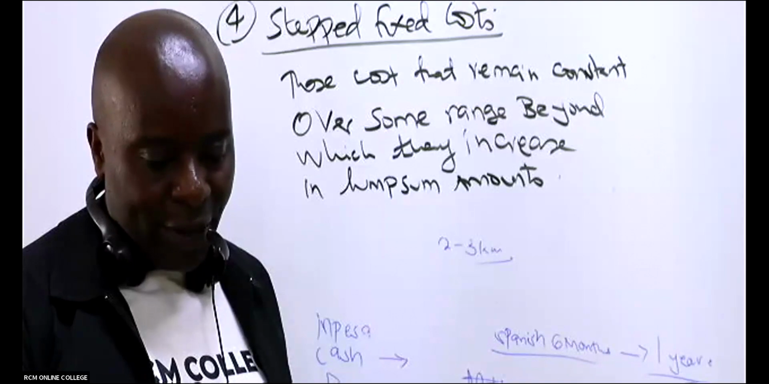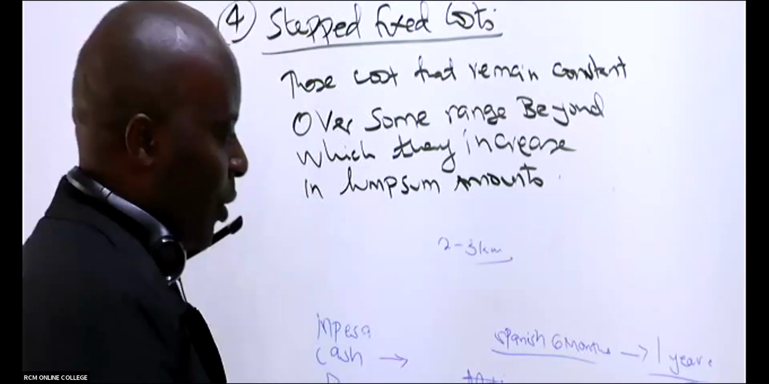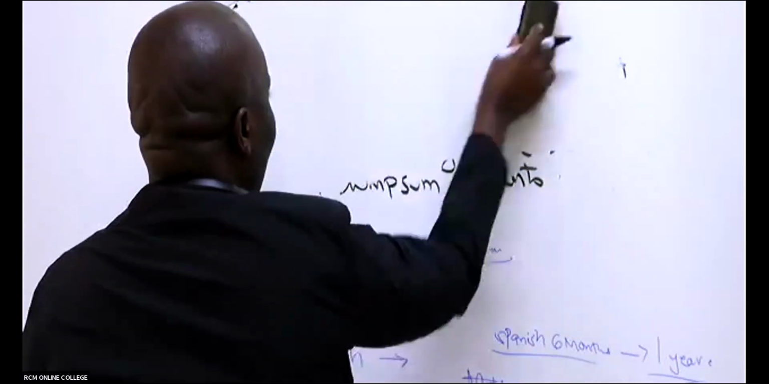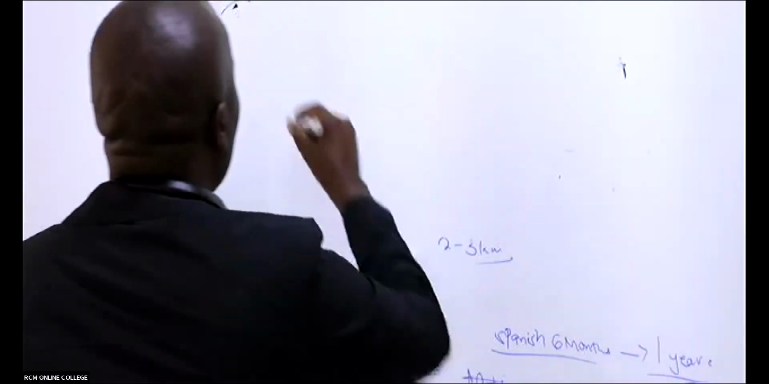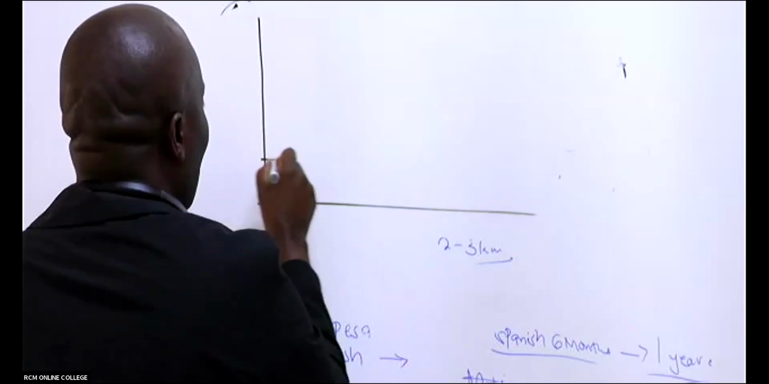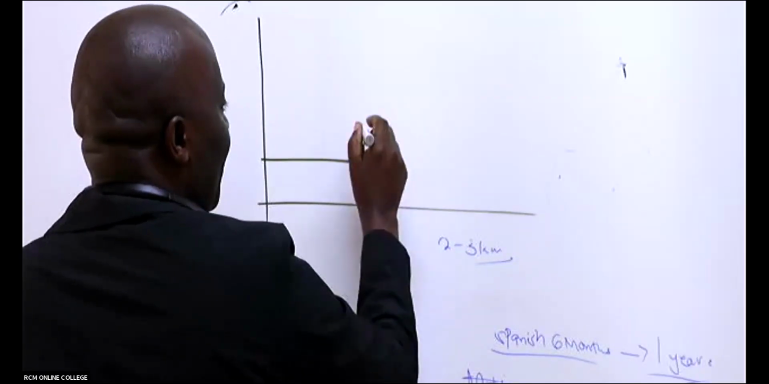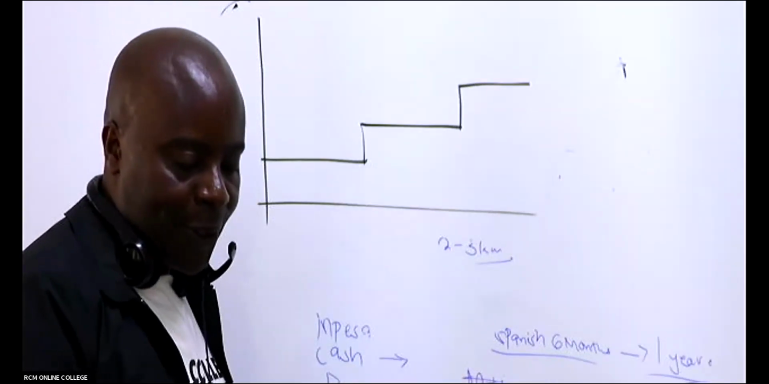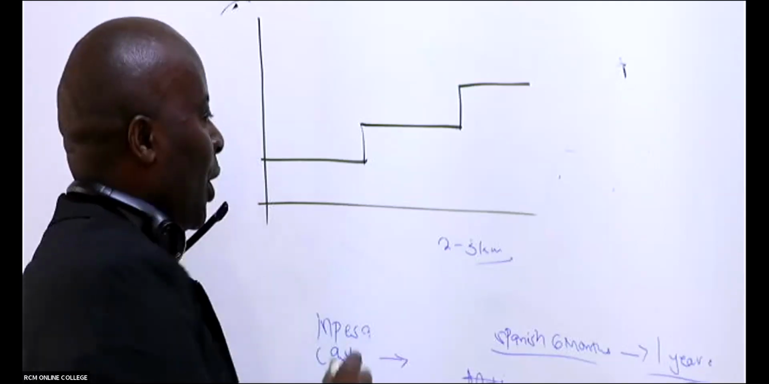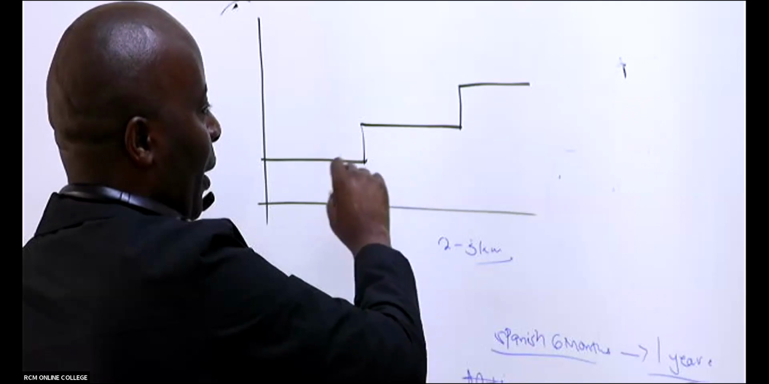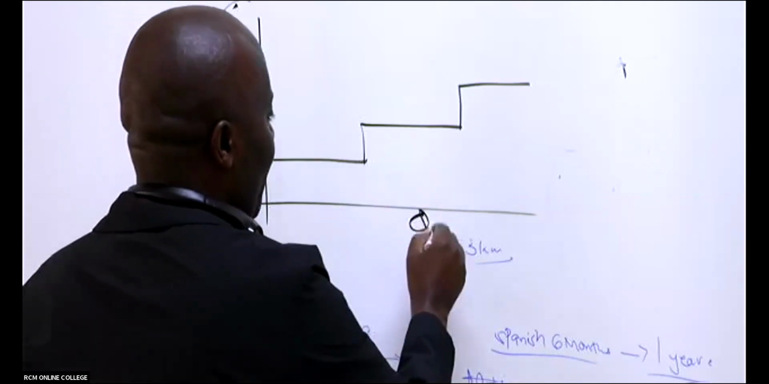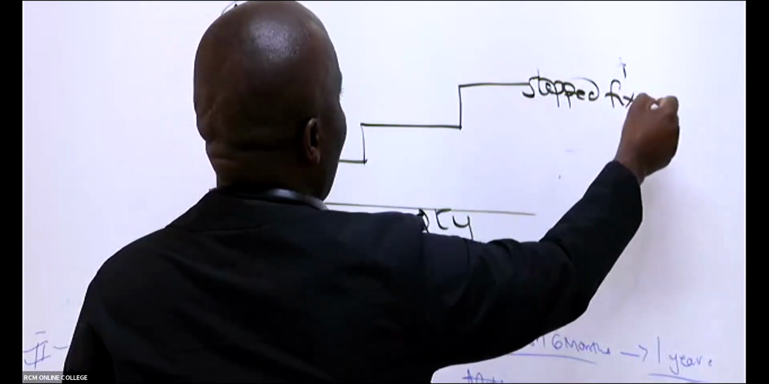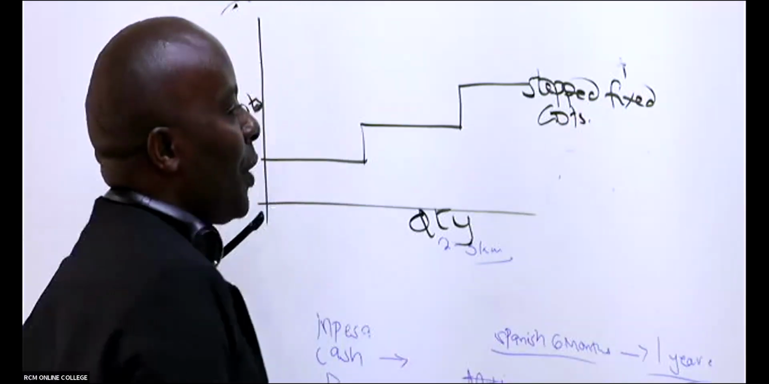Thank you so much. And if that is the case for all of us, then we have to draw some graph. We always communicate best by drawing some graph. So they remain constant over some range. Beyond this range, they increase in lump sums. So in this case, these are the stepped fixed costs. You can see the steps like staircases. Just for example, as you draw, remember this is quantity, this is costs. So these are the stepped fixed costs.